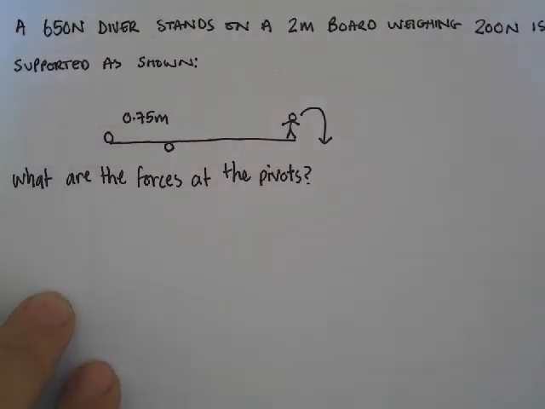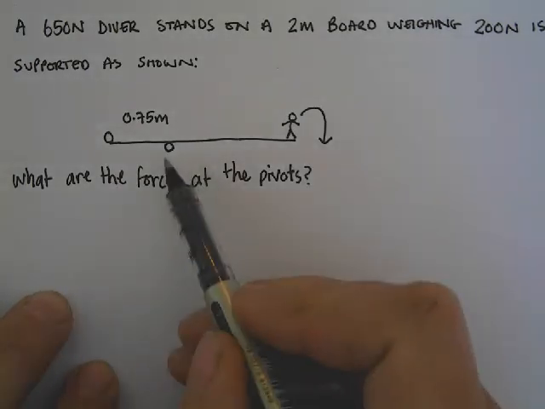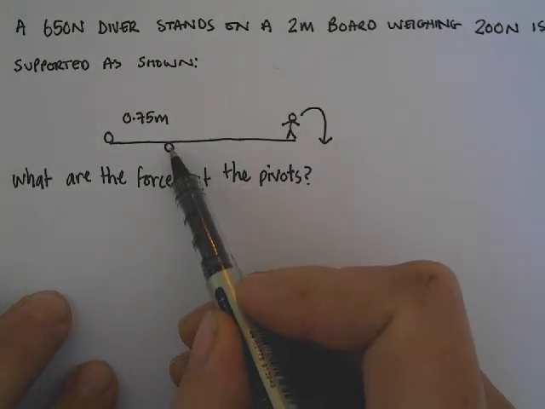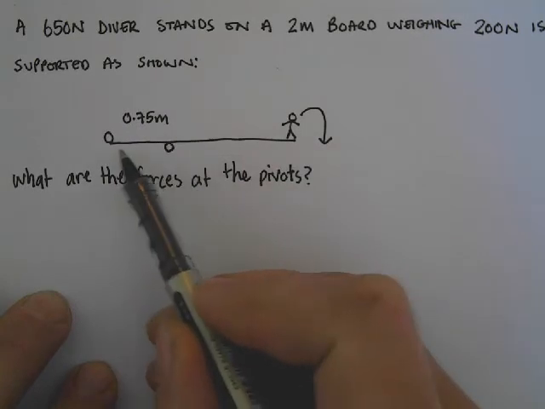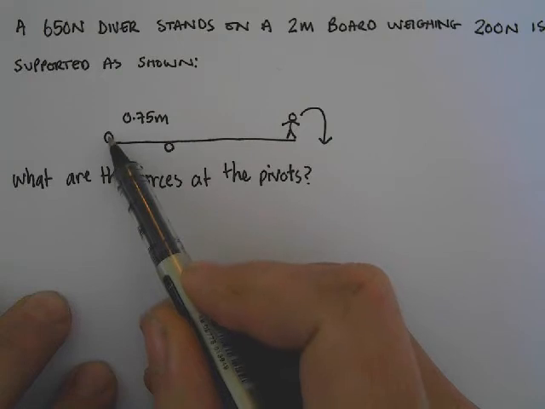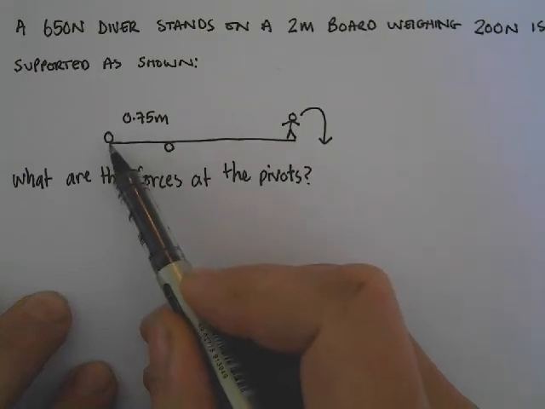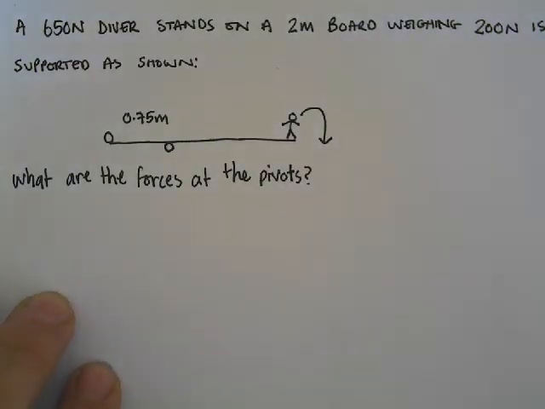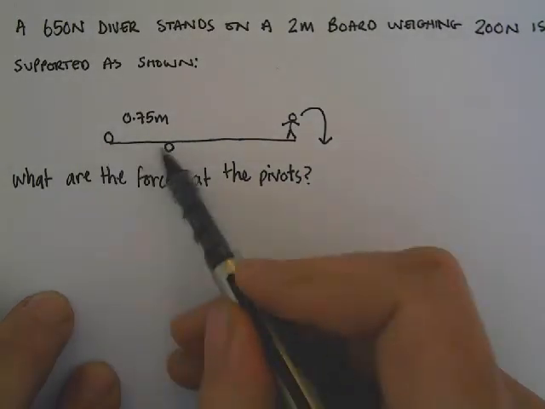This is a worked example for a typical moments question. So we've got a 650 Newton diver standing on a 2 metre long diving board. The board itself weighs 200 Newtons and it's supported as shown. So here's the board. There appears to be a pivot point beneath the board that the board's pushing down on. And then to stop the board rotating, the board's pushing up, and therefore the pivot's pushing down on the bottom end of the board. And the question says, what are the forces at these two pivots here?